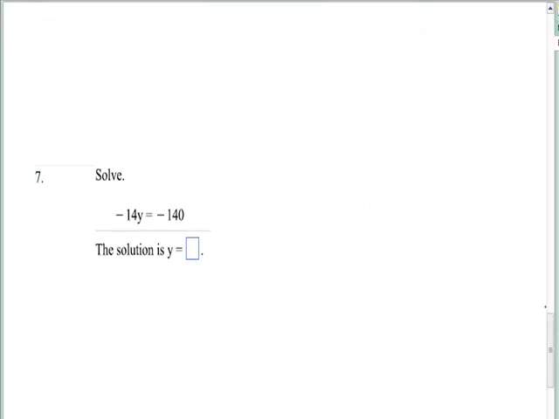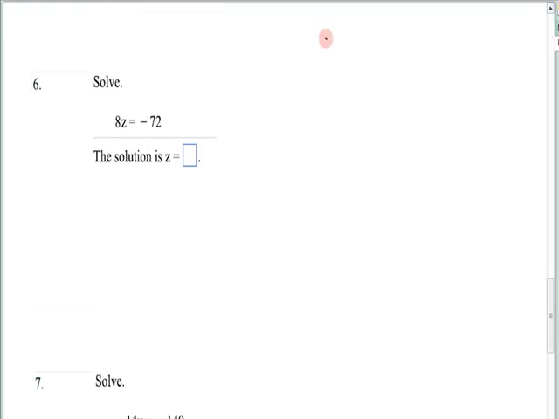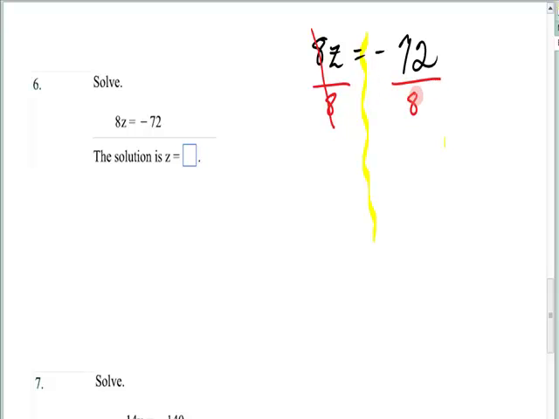All right, number 6. I have 8z is equal to -72. Okay, look at both sides. There's my z. What's going on? Multiplication. What will I do? Divide. Divide by 8 so that those will cancel. Divide by 8. That gives me implied 1z is equal to -72 divided by 8 is -9. Z is -9.